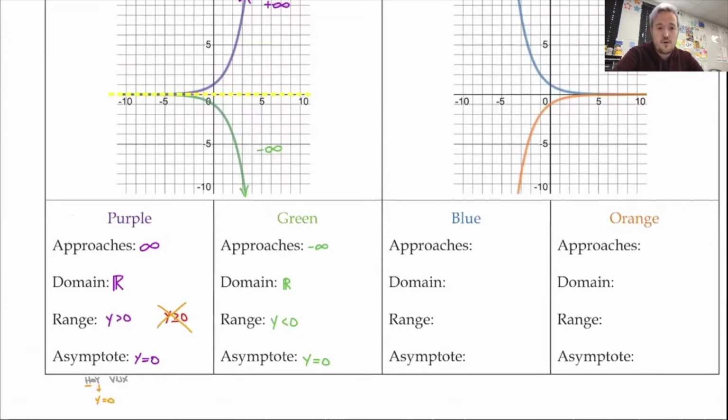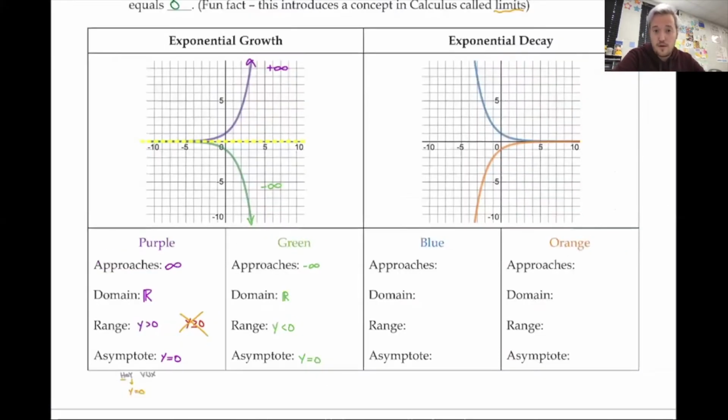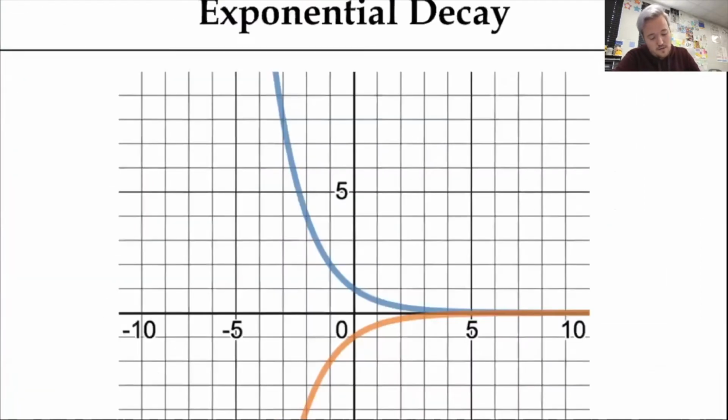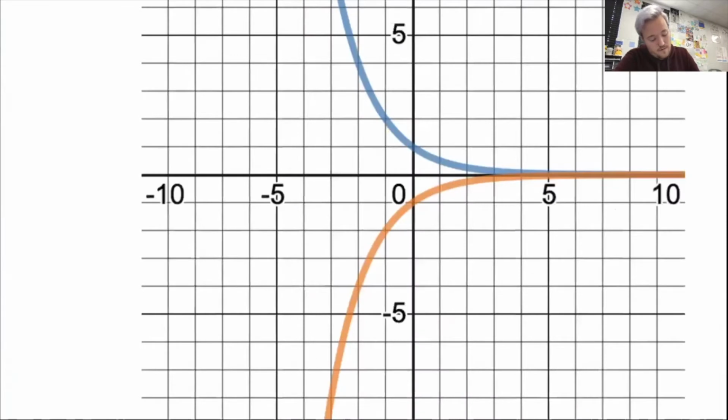All right, so these are your exponential growths. Now we're going to look at the exponential decays. The decays are going to get closer and closer to zero. Just like before, I'm going to draw my little asymptote right here because it's getting closer and closer to zero, but it doesn't actually equal zero.